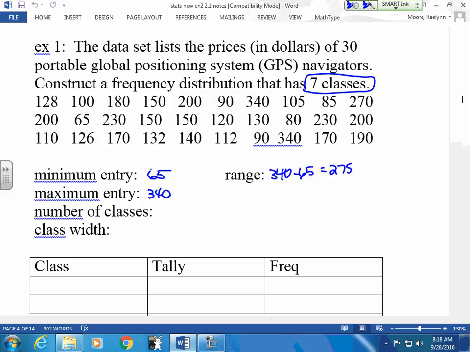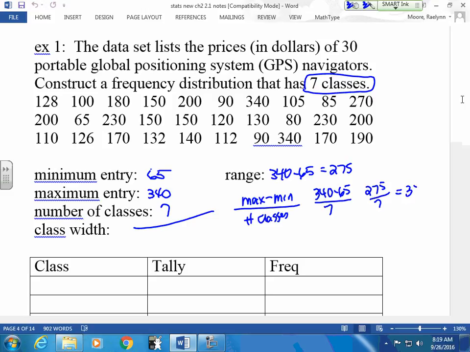So to find our class width with 7 classes, we're going to take your maximum, same as you did for your range, minus your minimum, over the number of classes. So this is your max minus your min divided by 7. And you're going to get an answer. You're always going to round this up to the next whole number. So 40 is going to be your class width. This is really, really important that you get this class width part.